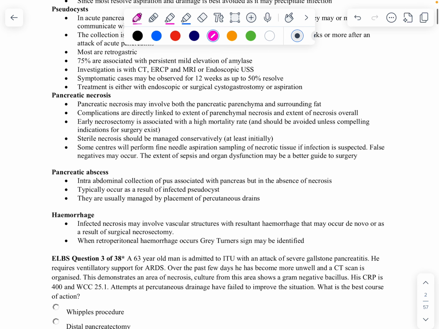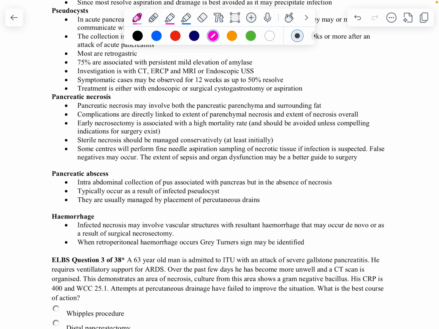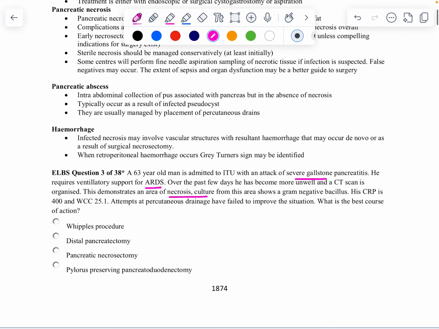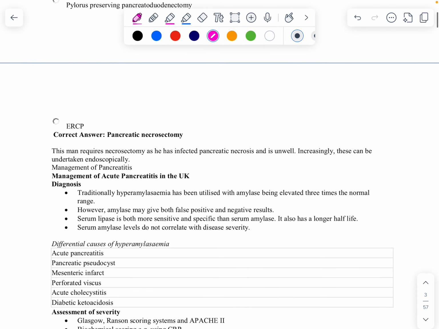Next question is a 63-year-old man admitted to ITU with an attack of severe gallstone pancreatitis. He has ARDS and becomes more unwell, and a scan demonstrates areas of necrosis. Gram negative, CRP is very high. Attempts at percutaneous drainage have failed to improve the situation. So this patient will need pancreatic necrosectomy. Necrosis has happened.